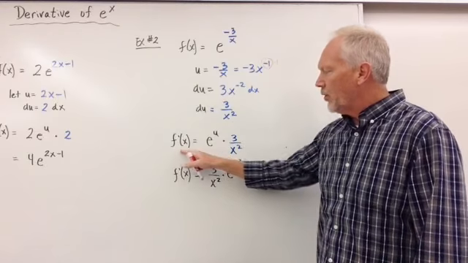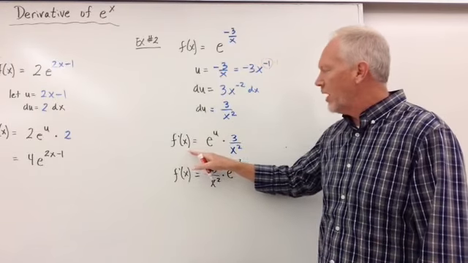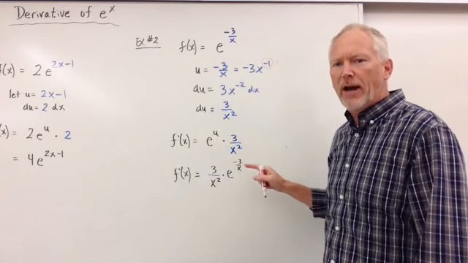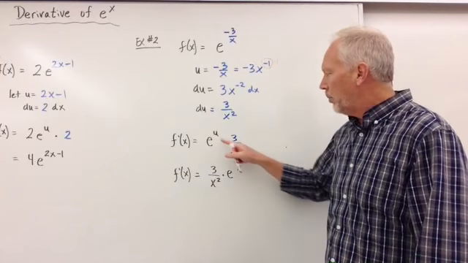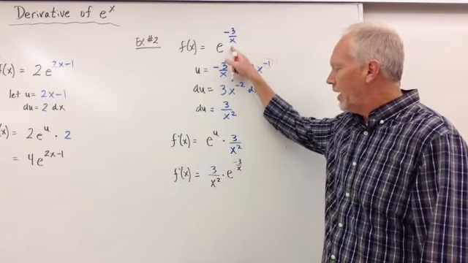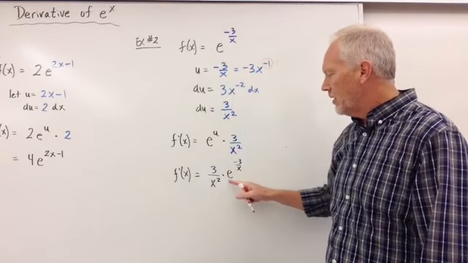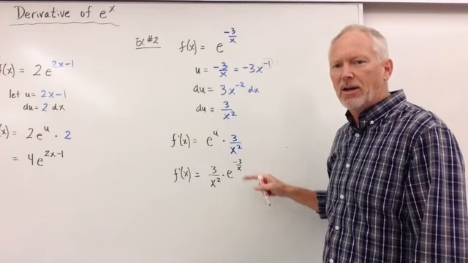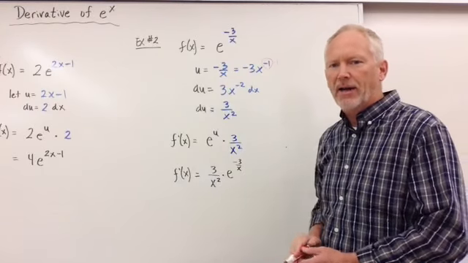So then our derivative, f prime of x, will be e to the u times 3 over x squared. And we replace our u again with negative 3 over x. So we get 3 over x squared times e to the negative 3 over x.